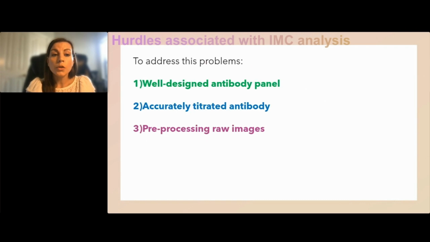So what can we do to reduce these image artifacts? First of all, it is important to have an antibody panel that is well designed. And within this panel, antibodies need to be accurately titrated. And finally, we can use pre-processing tools on raw images to enhance the quality of our images.